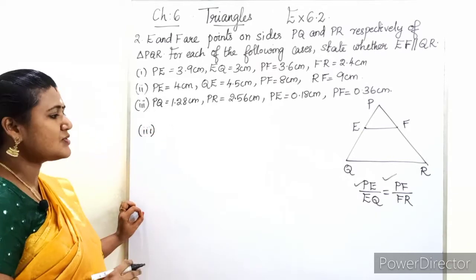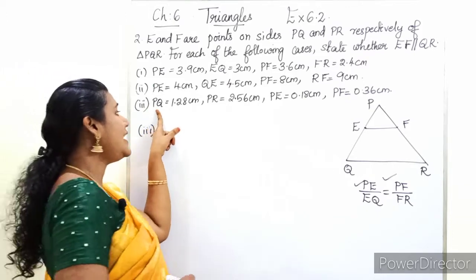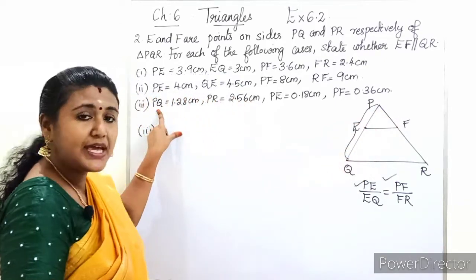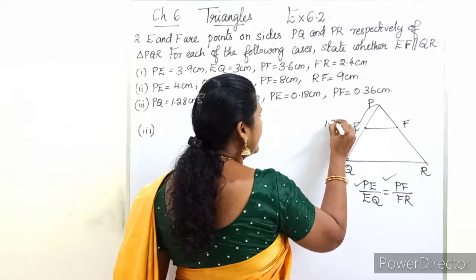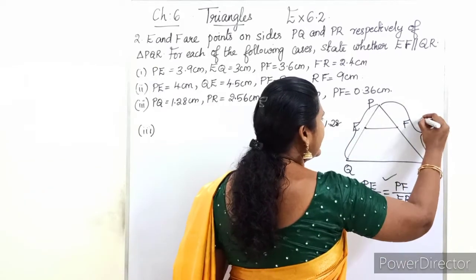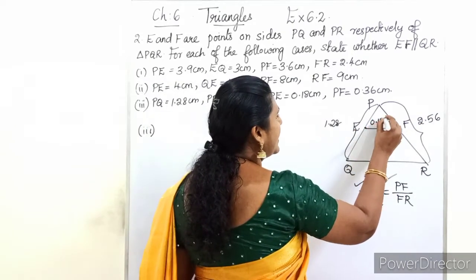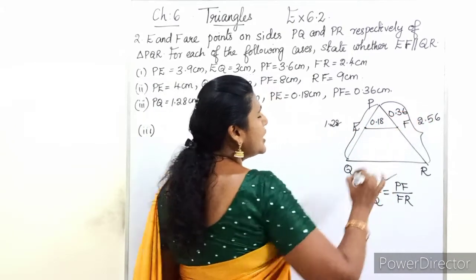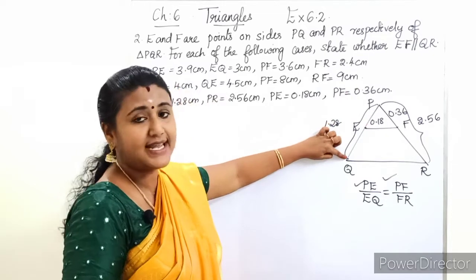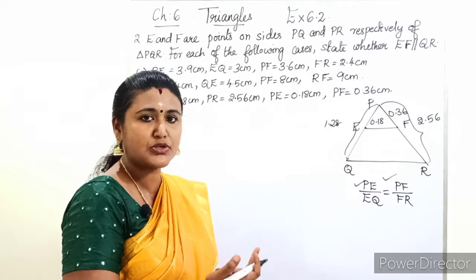For the third question also the same condition, but here you see what measurements are given. PQ value is given, not this half length, the full side. That is, PQ is given as 1.28 and PR is given as 2.56, the other side. PE length is given as 0.18 and PF is 0.36. So here, instead of giving the PE and EQ values, they have given the entire side.